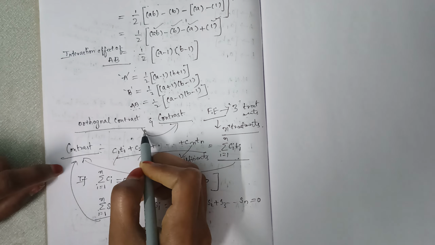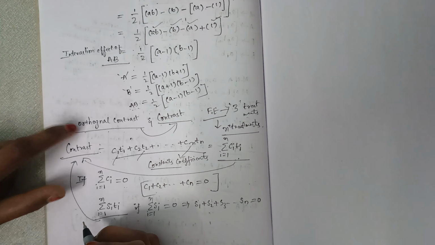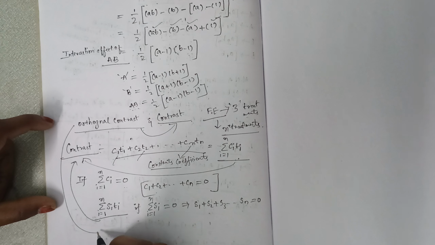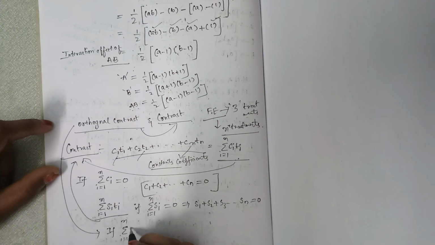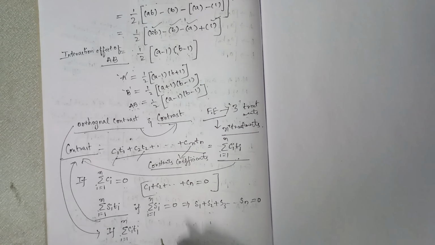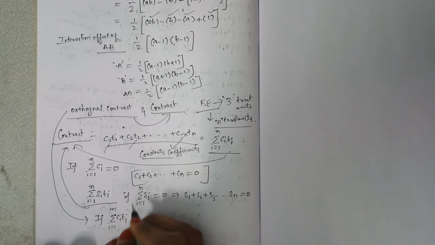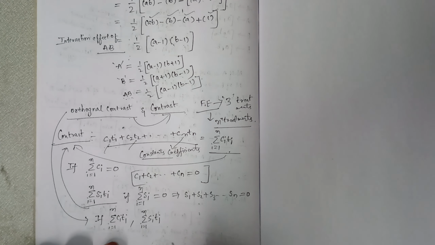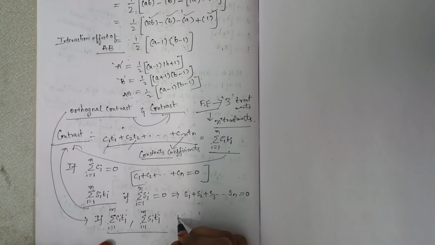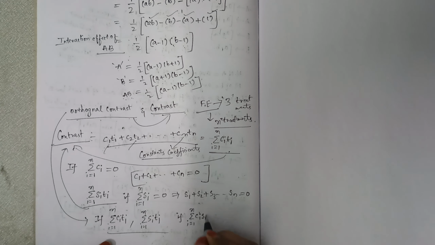Now let us learn what is orthogonal contrast. Orthogonal contrast is nothing but if summation i equals 1 to n CiTi, we have the linear combination of treatments, and the another linear combination of treatments will be summation i equals 1 to n SiTi. Then these are said to be orthogonal contrast if summation i equals 1 to n CiSi equals 0.